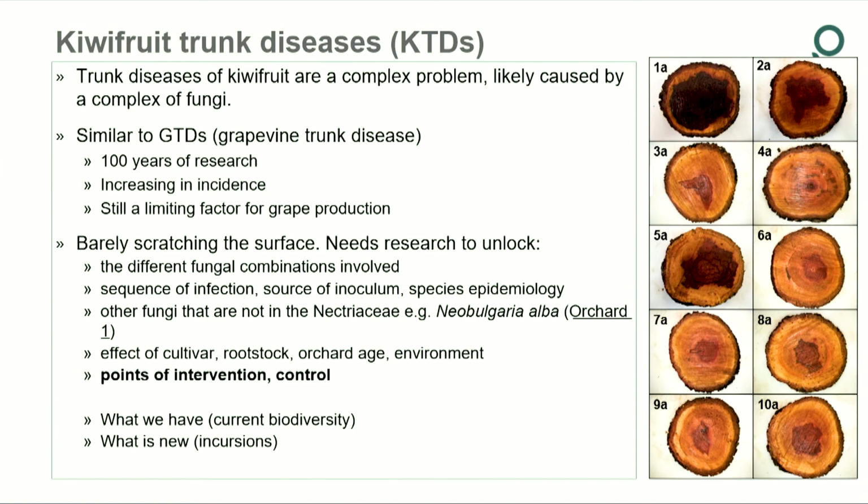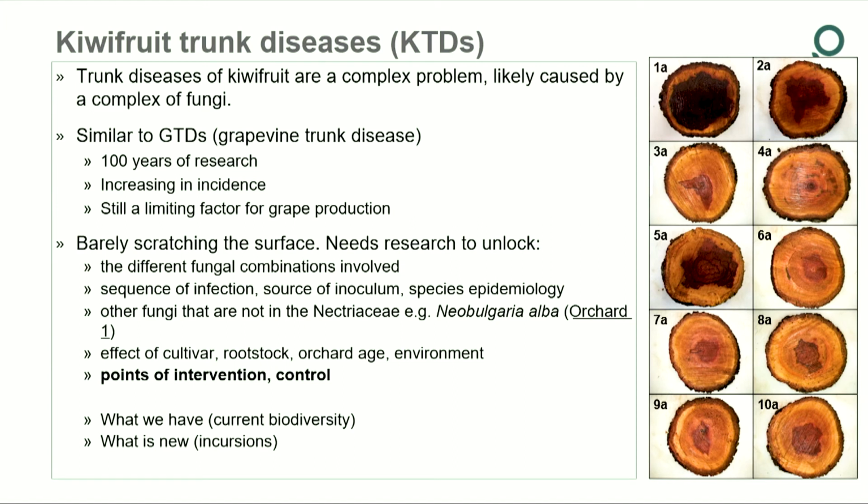We also need to look at the other fungi that are not in the Neonectria that we're not focused on in this project. For example, Neobulgaria alba was what was found from side to side in this one up here. These are from a different project. I didn't go around chopping people's trees down.